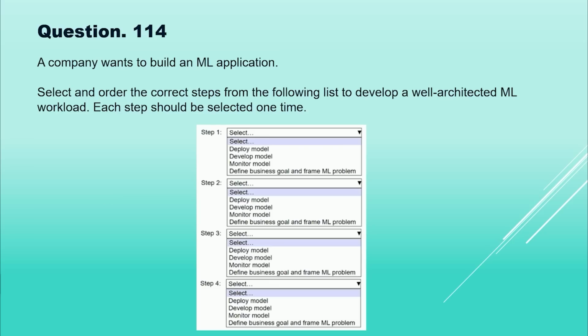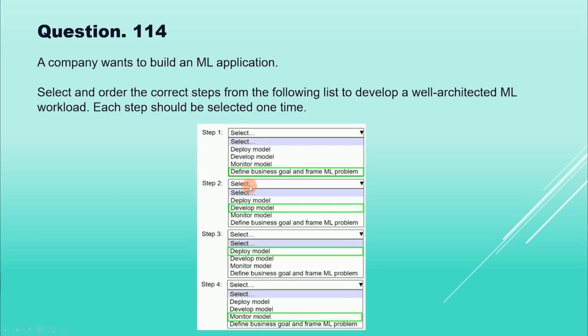Now let me reveal the correct answer here. This is the correct order. First one will be define business goal and frame ML problem, because you must be clear what is your business goal and what is the actual ML problem on which you have to work. Then you have to develop a model to solve that problem, and after that you have to deploy that model, and then you have to monitor that model, like if it is meeting your business goal or not, that you have defined in step 1.